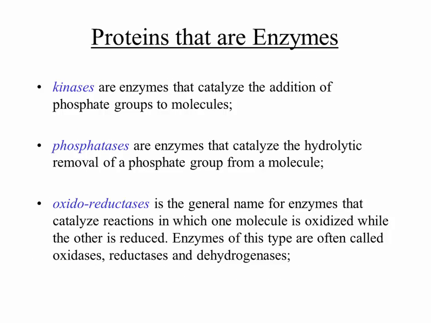Okay, the next one is very, very important. Kinases are enzymes that catalyze the addition of phosphate groups to molecules. So kinases add phosphate groups, and phosphatases will remove phosphate groups. These are very important because the way our cells are controlled is by kinases and phosphatases.